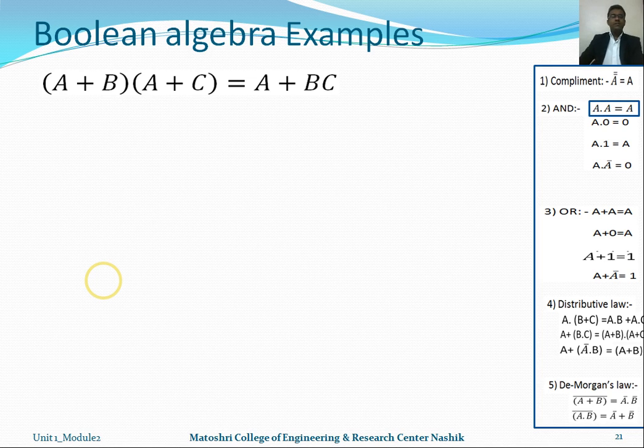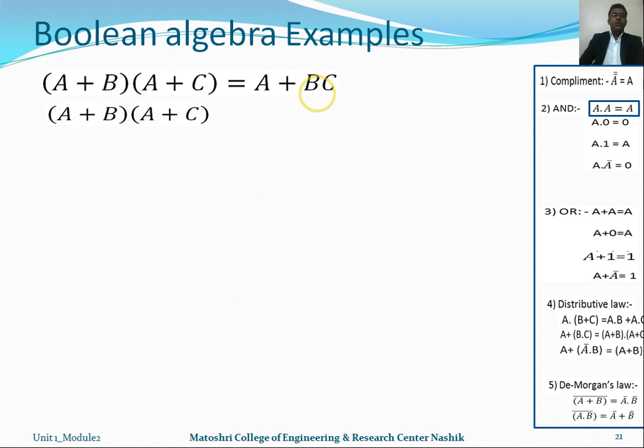Now let's move to another one. This is not an example, this is one of the rules. Here is the distributive law, the second rule from the distributive law. A ORed with BC is equal to A or B, A or C. So A or B, A or C is equal to A ORed with BC. A is the common term, and B and C have the AND operation.